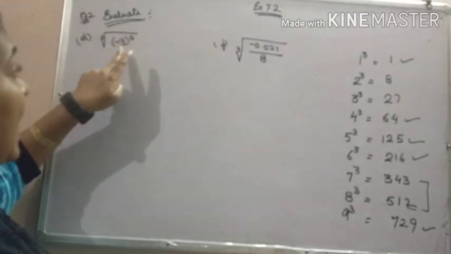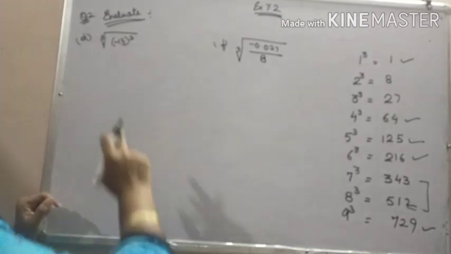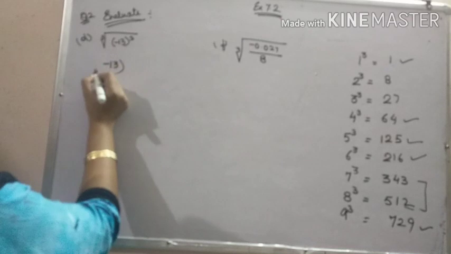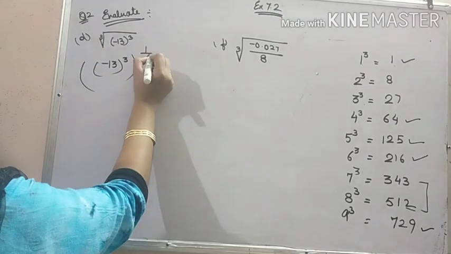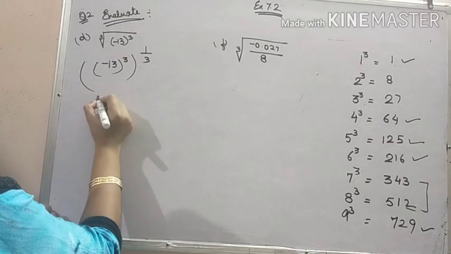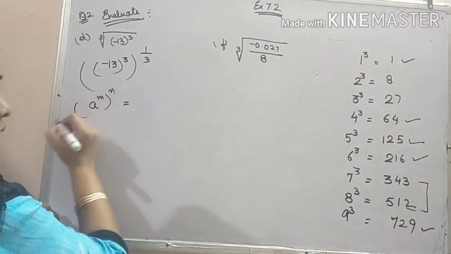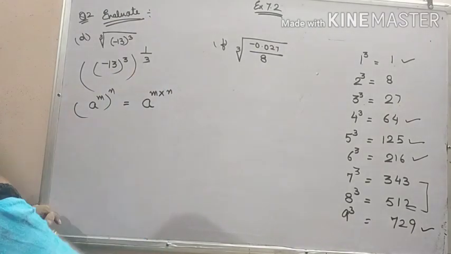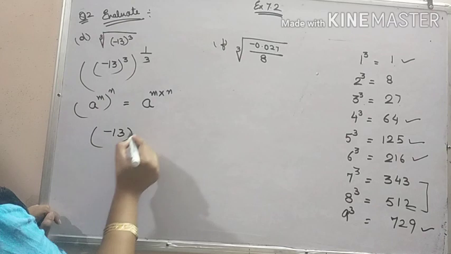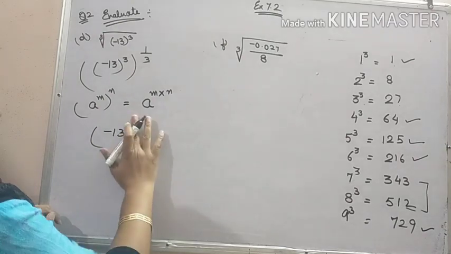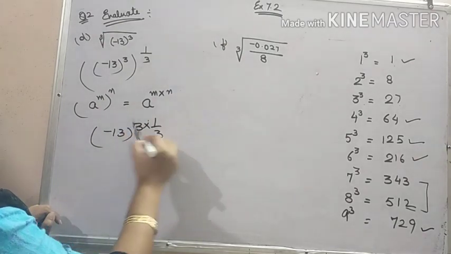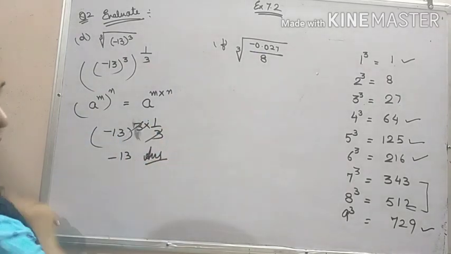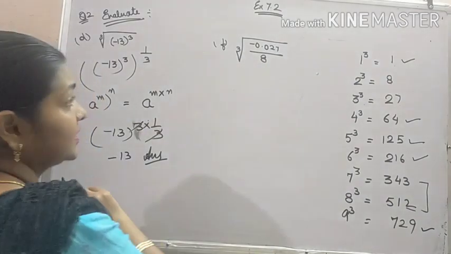Question number 2, we have to evaluate these expressions. First of all, let us see this part. This cube root means that whole raised to the power 1 by 3. And you know that a raised to the power m upon n is equal to a raised to the power m into n. That means these powers multiply themselves. So it will be equal to minus 13 to the power 3 into 1 by 3. Cancel it. It will be minus 13. This is your answer.